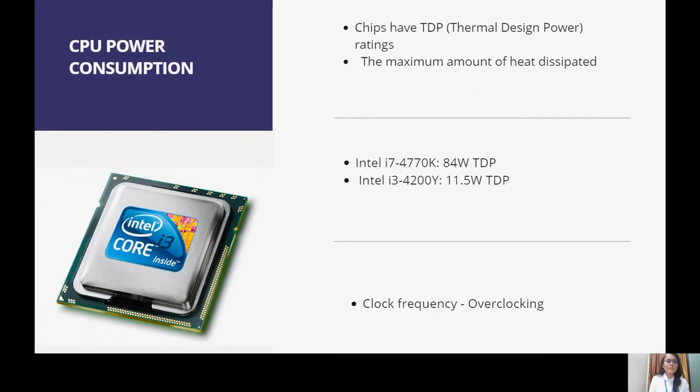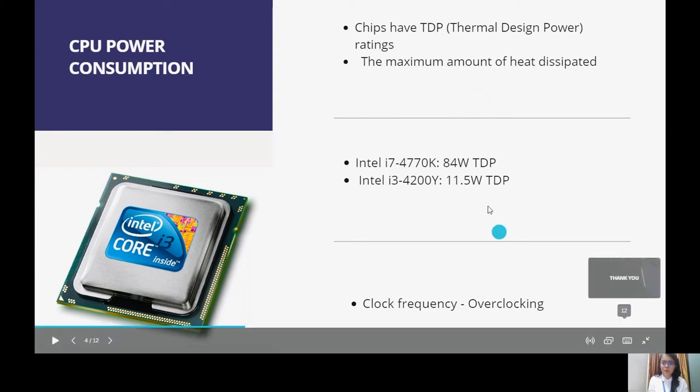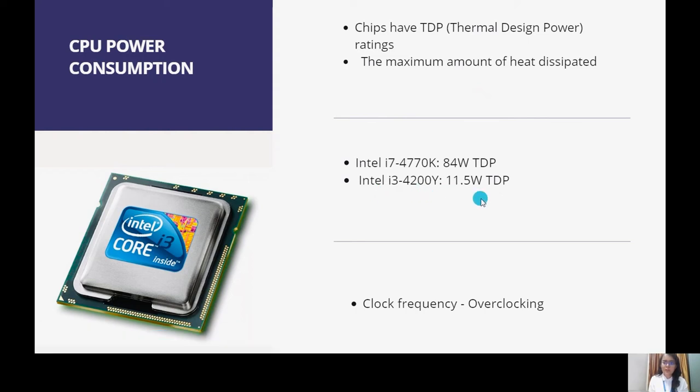Now, moving further with CPU power consumption, chips have a TDP, that is, a thermal design power rating. For example, the Intel i7-4770K has 84 watts of TDP, while the Intel i3-4200Y has 11.5 watts of TDP. And also the maximum level of heat will be dissipated during that process.